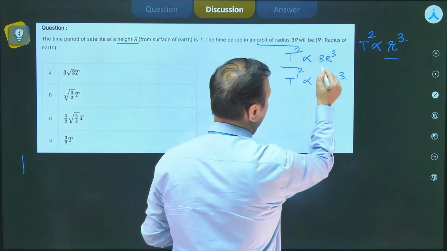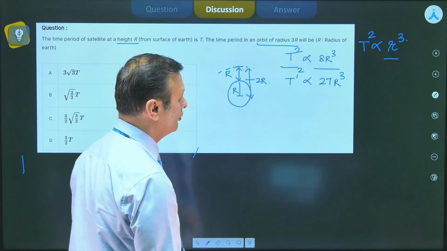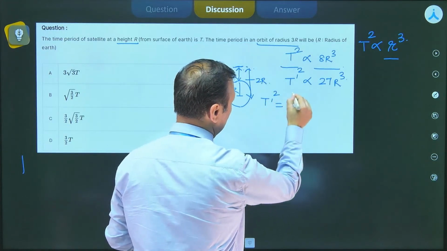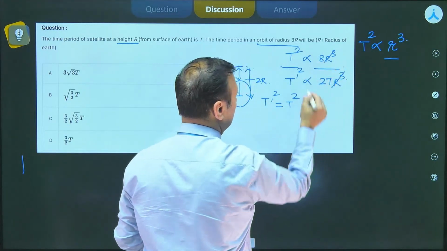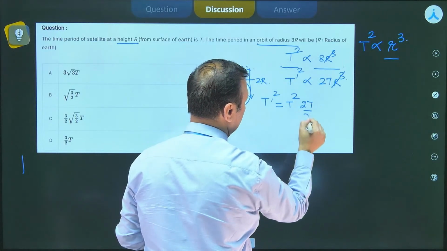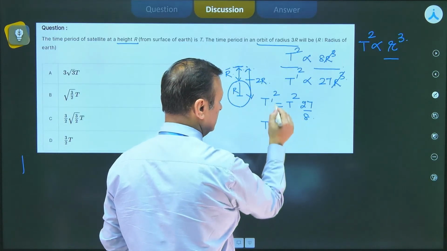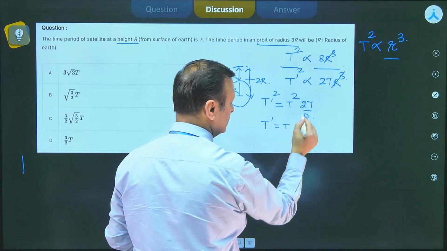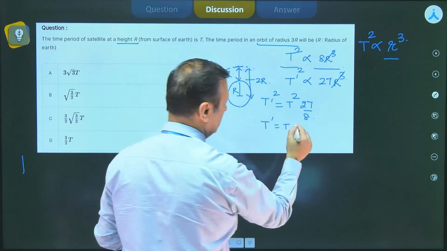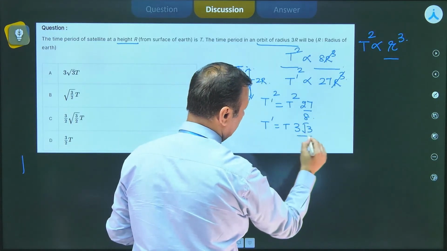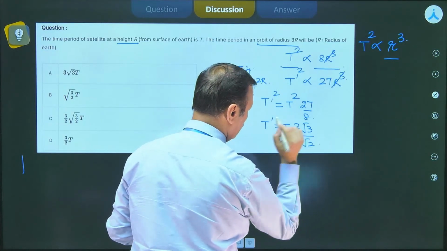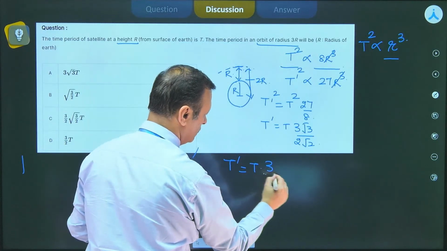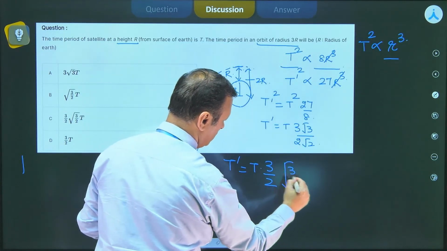Now take the ratio. Got it or not? So what is T dash square? That is equal to T square times 27 by 8. When you take the square root on both sides, 9 into 3 gives you 3 root 3, and 8 gives you 2 root 2. So how will you define T dash?